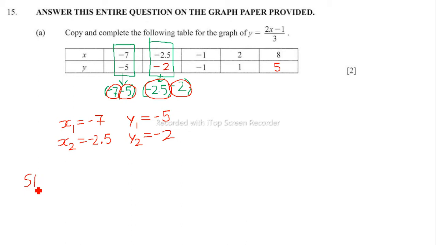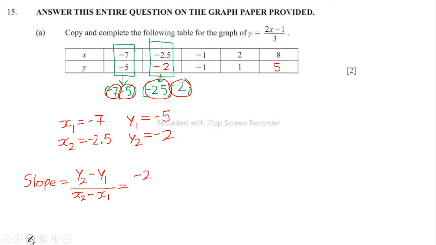So the slope is going to be equal to y2 minus y1, all divided by x2 minus x1. And that's going to be equal to, well, what is y2? -2. We said that that's a -2.